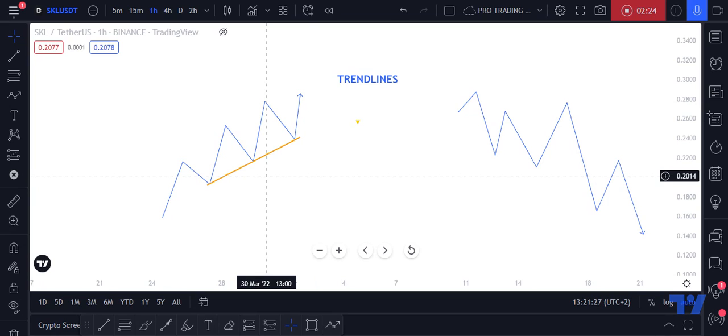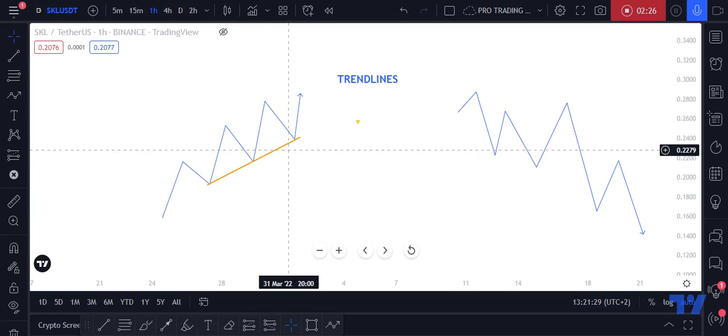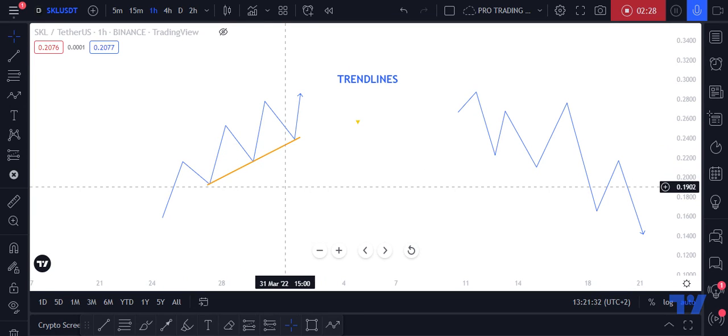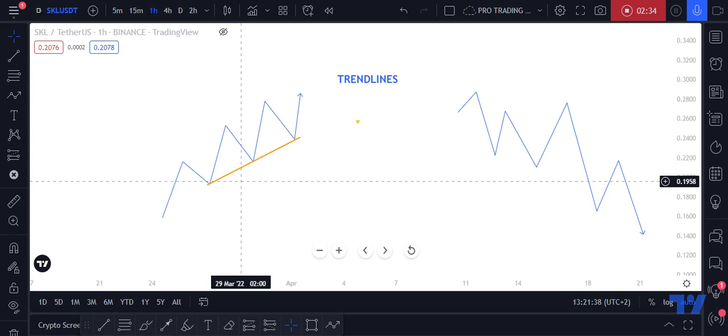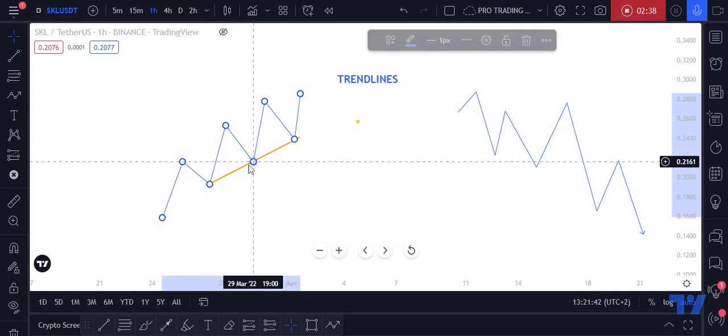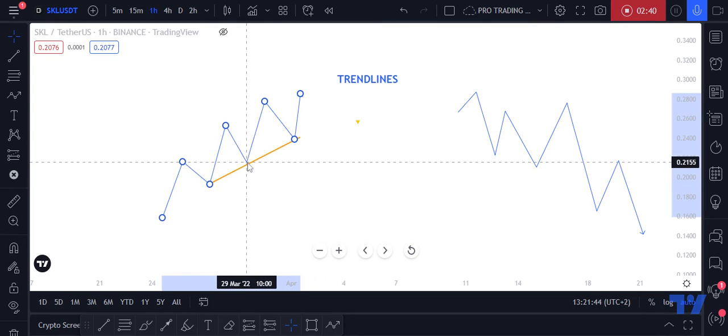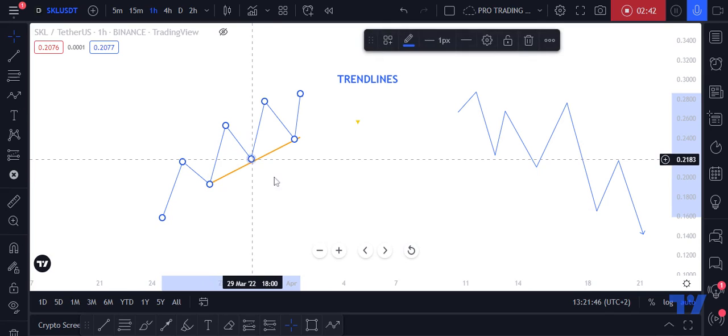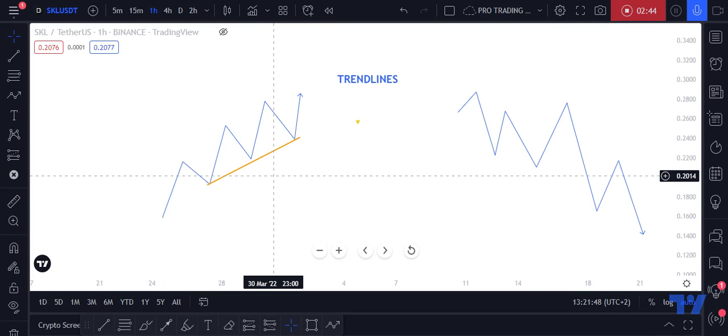So now I know that okay, you can see the market is trending up, right? Because my trend line is trending up, or moving upwards. So when you see this, you know that this coin is trending up, isn't it? It will show that my coin is trending up.